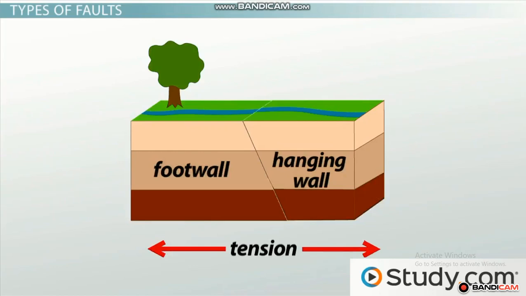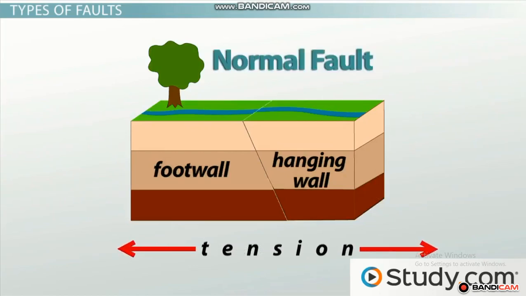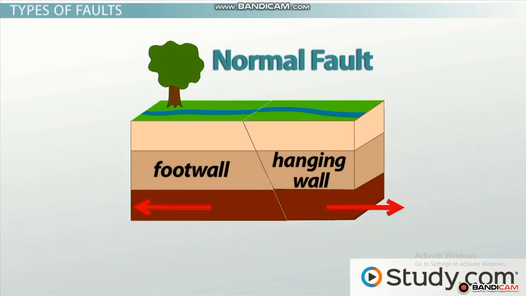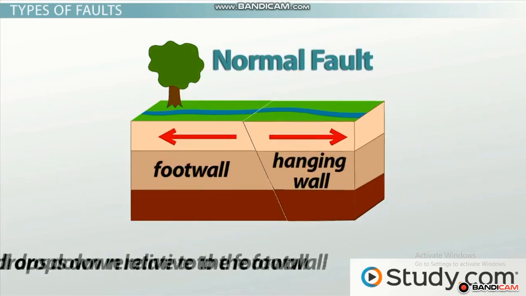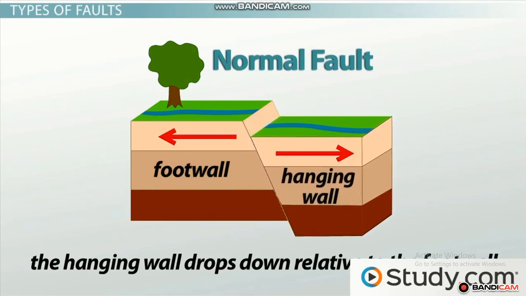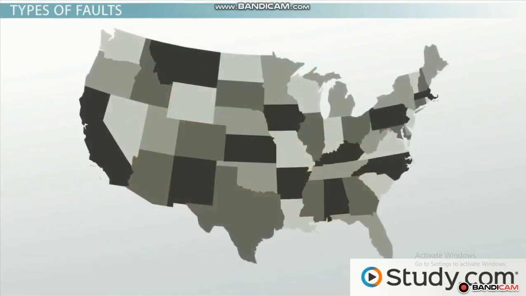Tensional stress, meaning rocks pulling apart from each other, creates a normal fault. With normal faults, the hanging wall and footwall are pulled apart from each other, and the hanging wall drops down relative to the footwall. Most of the area just west of the Rocky Mountains is affected by normal faults. Places like southern Oregon, southwestern Idaho, eastern California, western Utah, and the entire state of Nevada.